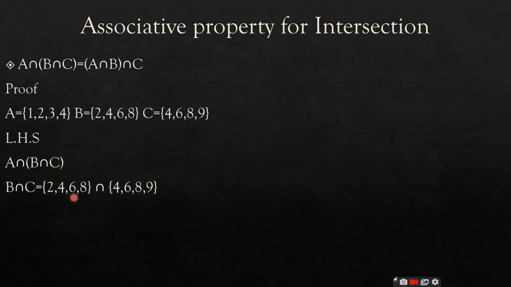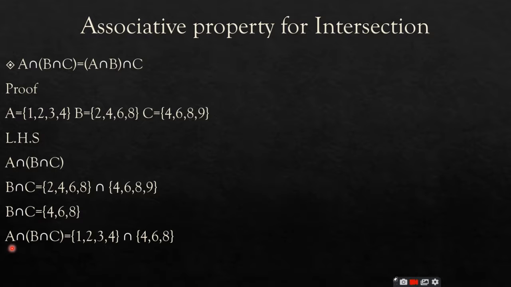So first we write the set of B and then the intersection sign and then set C. In an intersection set, we just write the common elements from both sets, and in B and C the common elements are 4, 6 and 8. So B intersection C is equal to 4, 6 and 8. Now we have to find A intersection B intersection C. So first we write the set A, the intersection sign, and the answer of B intersection C. And when we find the intersection, the answer is 4.